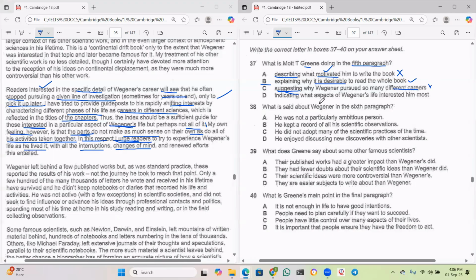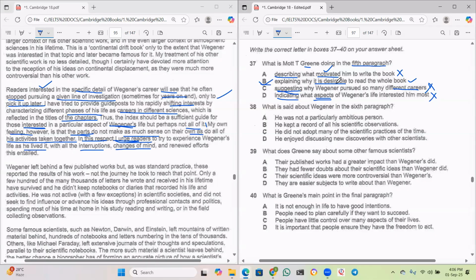And indicating what aspects of Wagner's life interested him the most. No, I did not read about what his interests are. He mentioned that his mind is rapidly shifting, his interests are shifting, but indicating what aspects of life, he did not mention anything like this. So I think B should be the right answer.